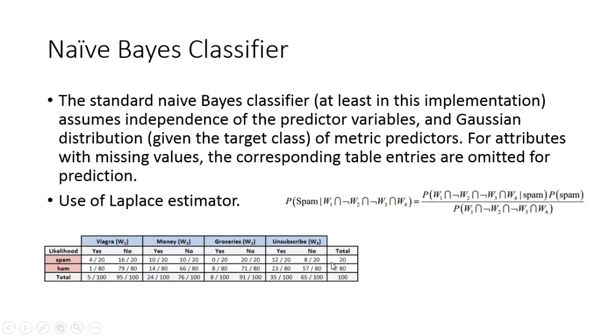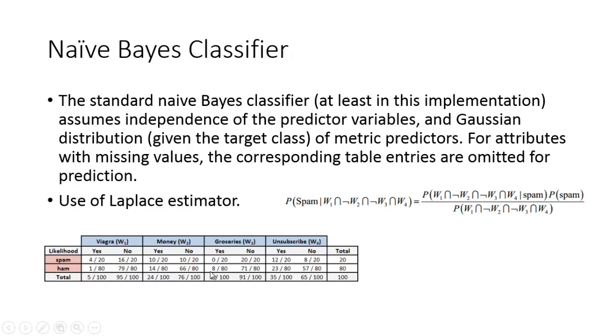Spam and ham: there are a total of 20 spams and 80 hams, so in total there are 100 messages. Out of the 20 spams, I counted the word Viagra 4 times, and in the rest, that is 16, I don't count Viagra. The same is with money, groceries and unsubscribe. And in ham, out of the 80 messages, I encountered the term Viagra only once. In the rest I didn't have the word Viagra in ham.